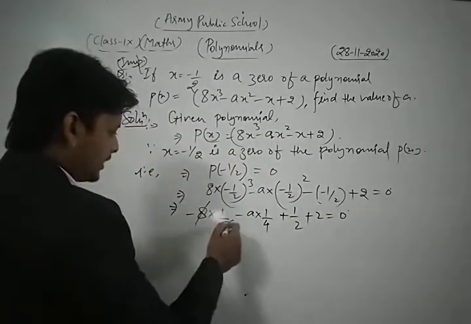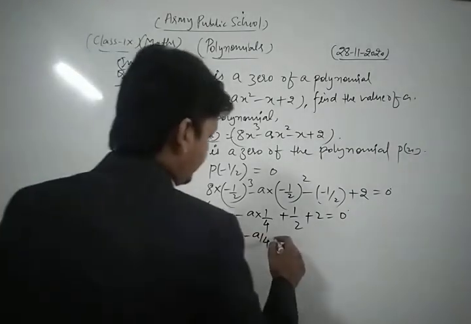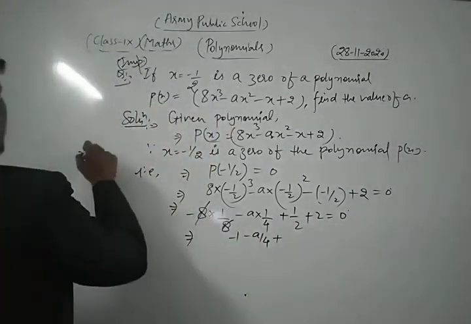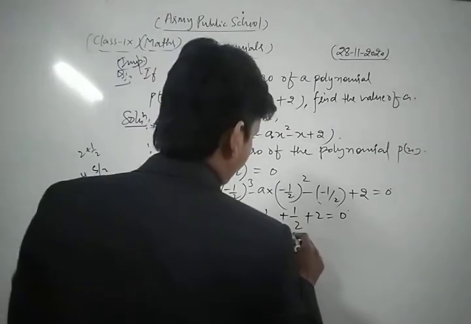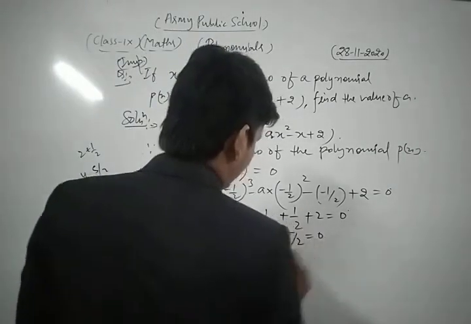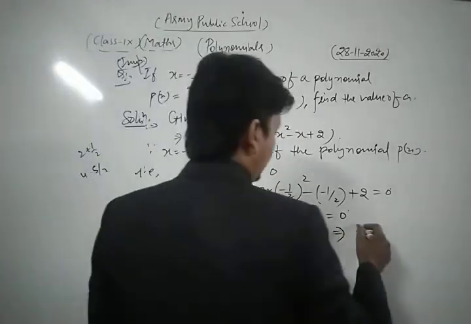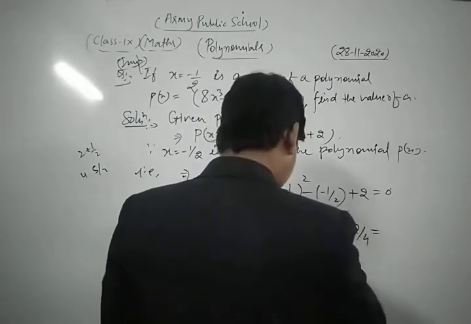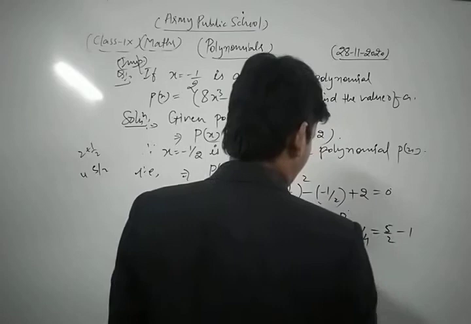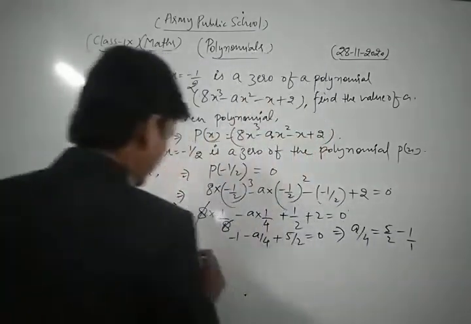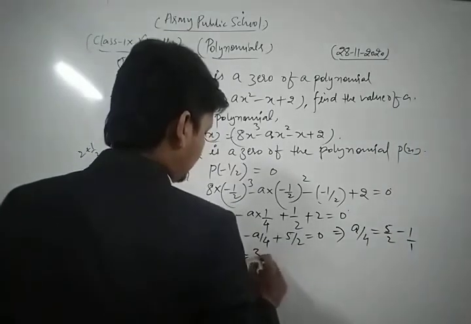Now 8 gets cancelled, so this is minus 1 minus a by 4 plus 2 and 1 by 2. 2 plus 1 by 2 is 5 by 2. So we write 5 by 2 is equal to 0. Now we transfer a by 4 to that side, so a by 4 is equal to 5 by 2 minus 1. We take the LCM, so a by 4 is equal to 3 by 2.